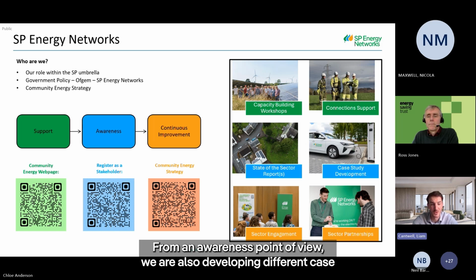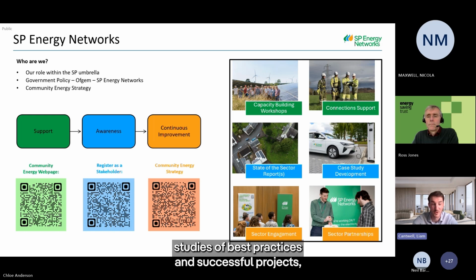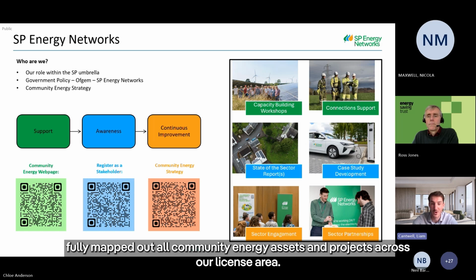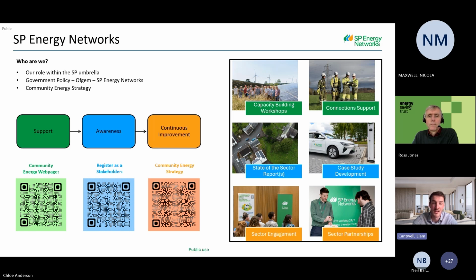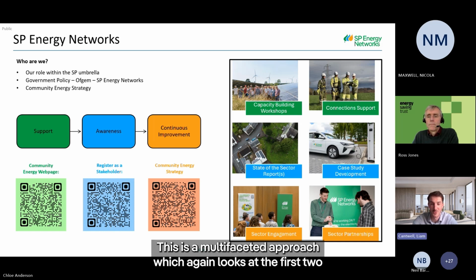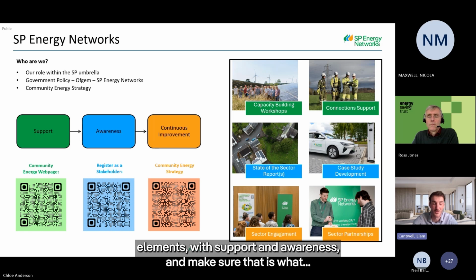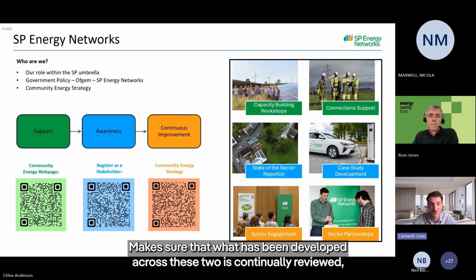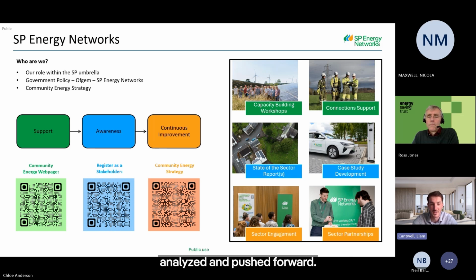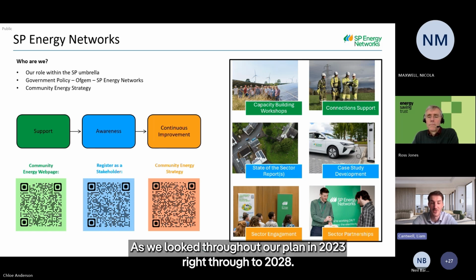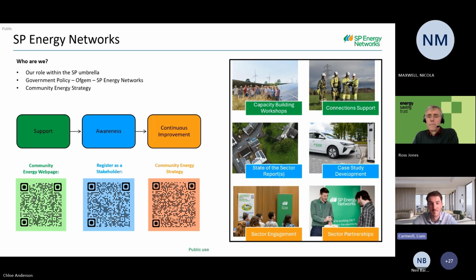From an awareness point of view, we are also developing different case studies of best practices and successful projects, as well as making sure that we have fully mapped out all community energy assets and projects across our licence area. The last part looks at continuous improvement. This is a multifaceted approach, which again looks at the first 2 elements, support and awareness, and makes sure that what has been developed across these two is continually reviewed, analysed and pushed forward as we look throughout our plan in 2023 right through to 2028.